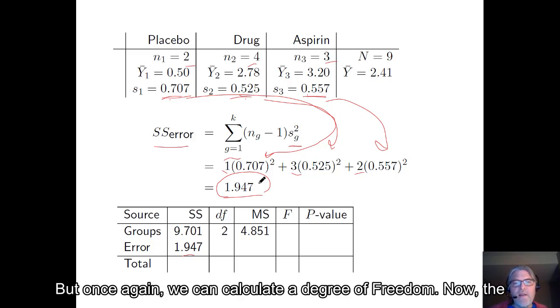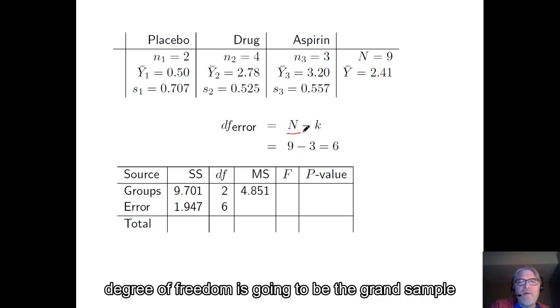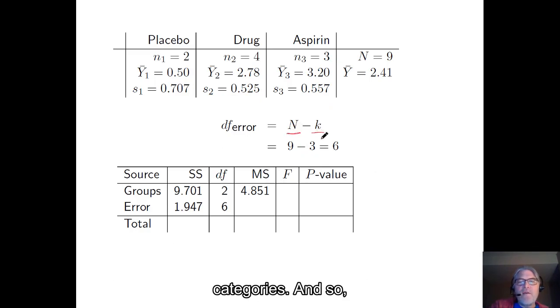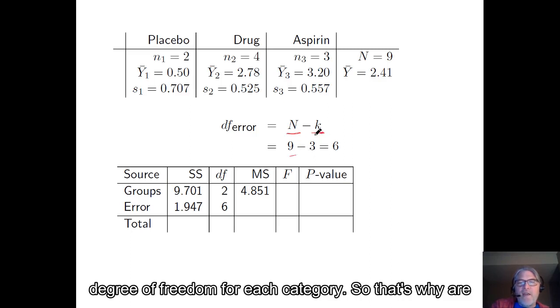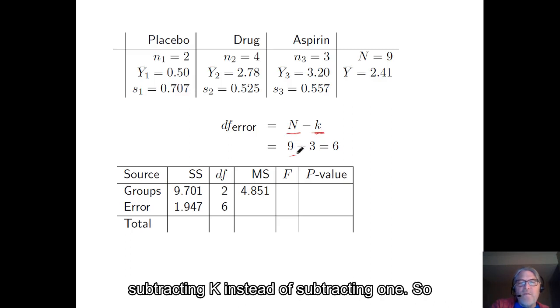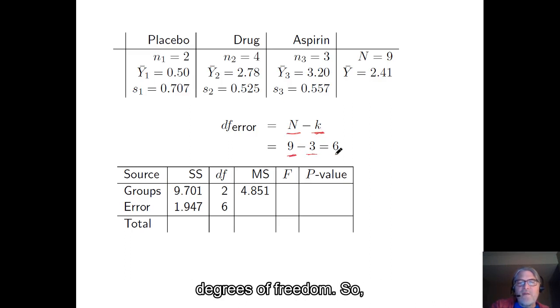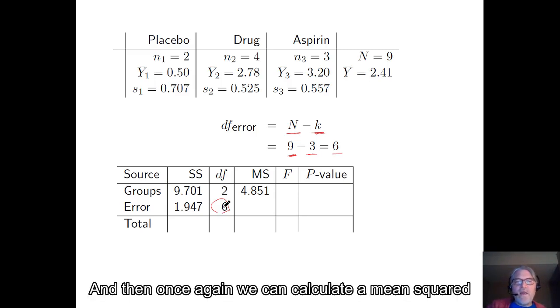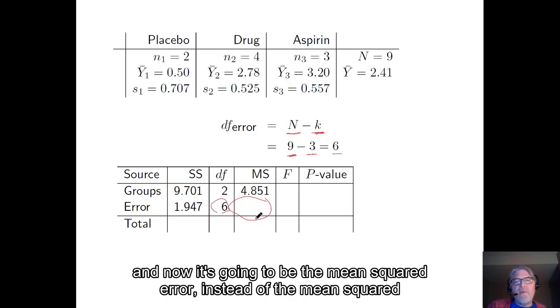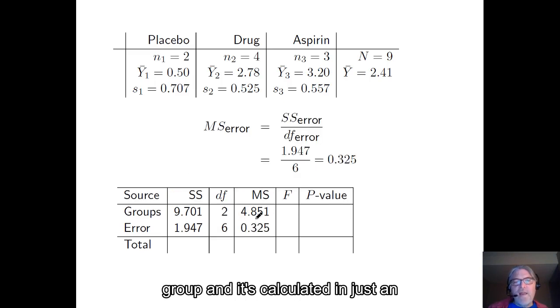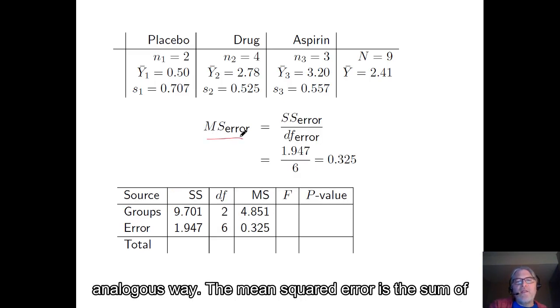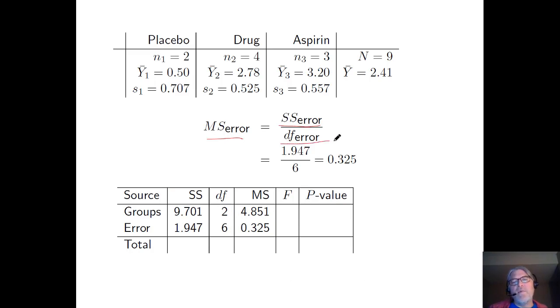But once again, we can calculate a degree of freedom. Now the degree of freedom is going to be the grand sample size minus the number of categories. And that's because we lose a degree of freedom for each category, so that's why we're subtracting k instead of subtracting 1. So 9 is our total sample size. We lost 3 degrees of freedom, so we're down to 6 for our error degrees of freedom. Okay, and then once again, we can calculate a mean square, and now it's going to be the mean squared error instead of the mean squared group, and it's calculated in just an analogous way. The mean squared error is the sum of squared errors divided by the degrees of freedom of the error term, right?